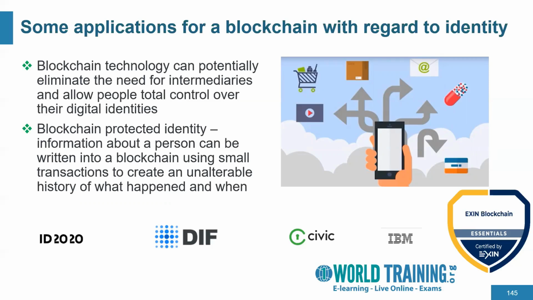and allow people to take total control over their digital identities. And as we say, with blockchain protected identities, information about a person can be written into a blockchain using small transactions to create an unalterable history of what has happened and when it has happened. So various organizations have tried creating these digital identities for storing data, with IBM being one of the pioneers in this area and space.